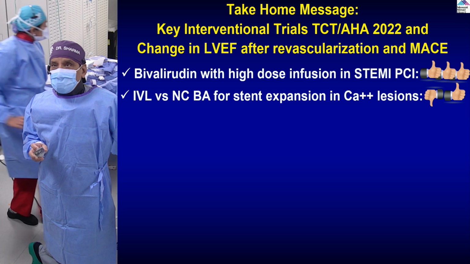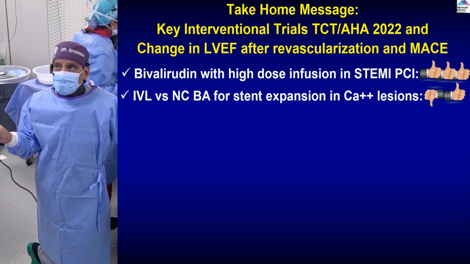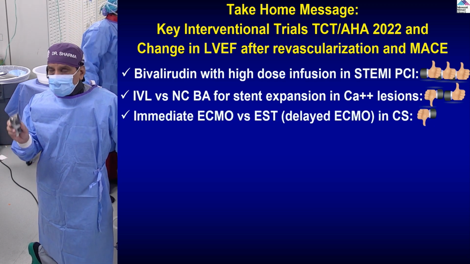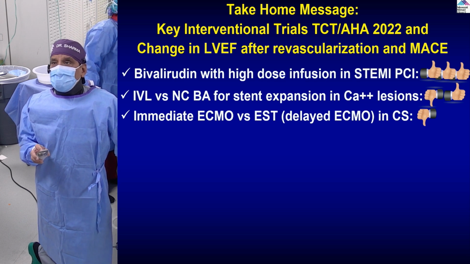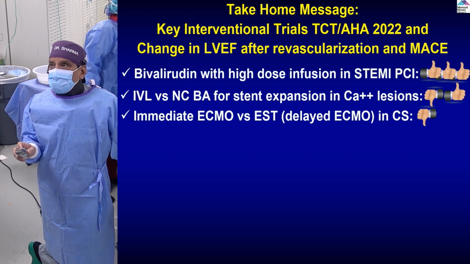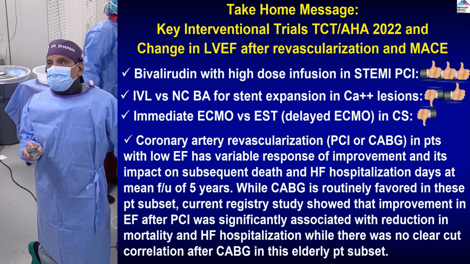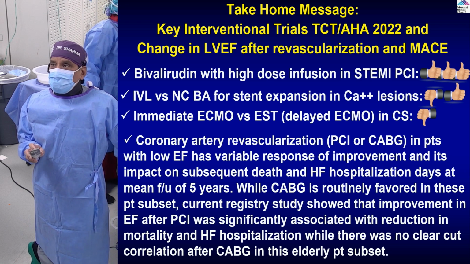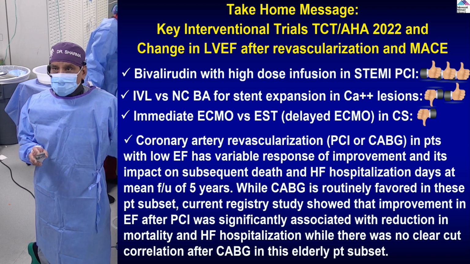Second, IVL versus non-compliant balloon angioplasty for stent expansion in calcific lesions: no benefit, except a subtle benefit of lower dissections. Then immediate ECMO versus early invasive stabilization with delayed ECMO in cardiogenic shock: no benefit. And then coronary artery revascularization, PCI or CABG, in patients with low EF has variable response of improvement and its impact on subsequent death and heart failure hospitalization at follow-up.